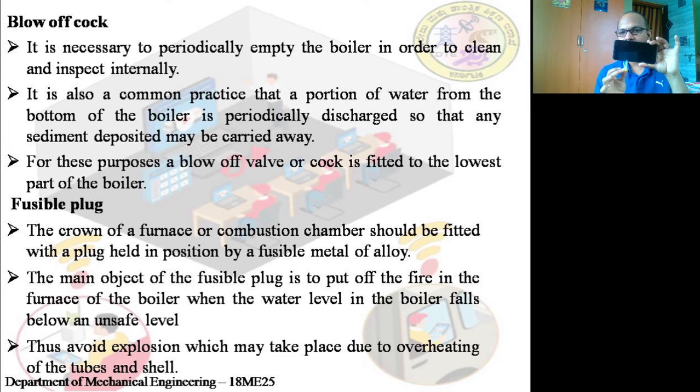Now, if you open the blow-off cock completely, whatever water or sediments are present in the boiler will be taken away. So that is the use of a blow-off cock. Once this blow-off cock is used, what happens, my dear friends? It is very rare, maybe once in 6 months, or once or twice a year.